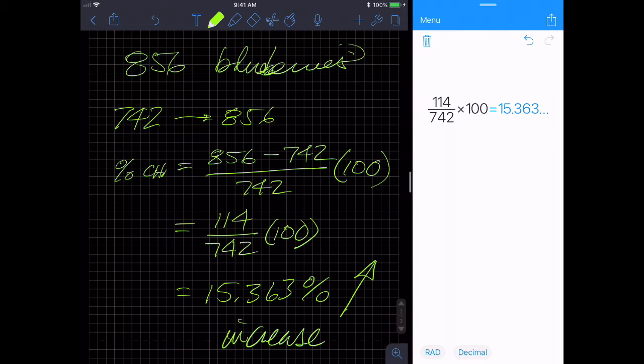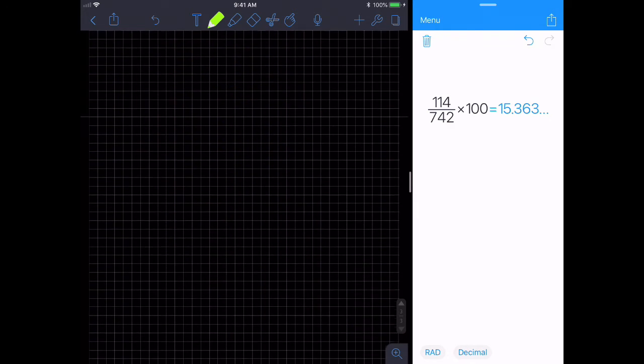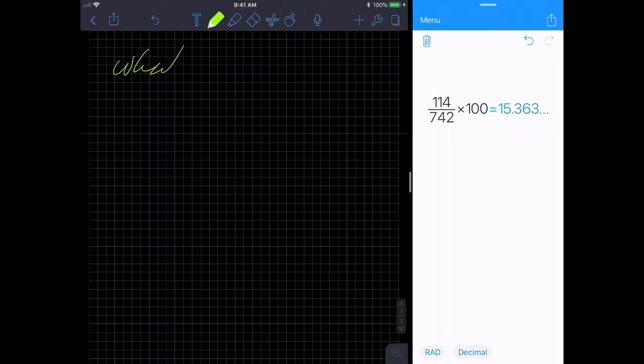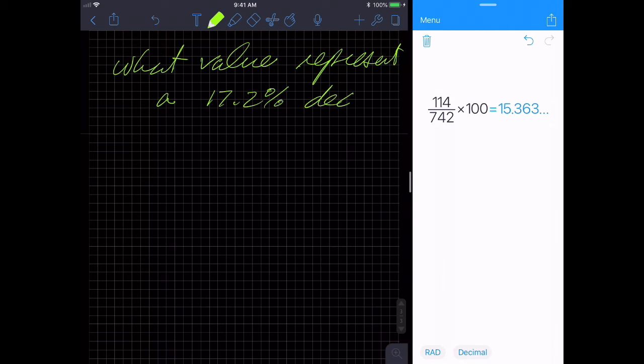So now the problem that you were given in the homework looks something like this. What value represents, and I think it was 14 point something, but let's say a 17.2% decrease from 748, okay? So let's set this up.